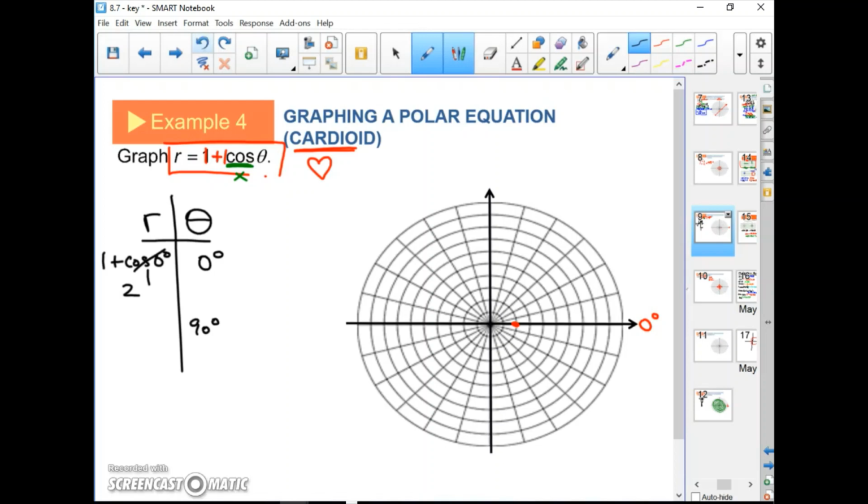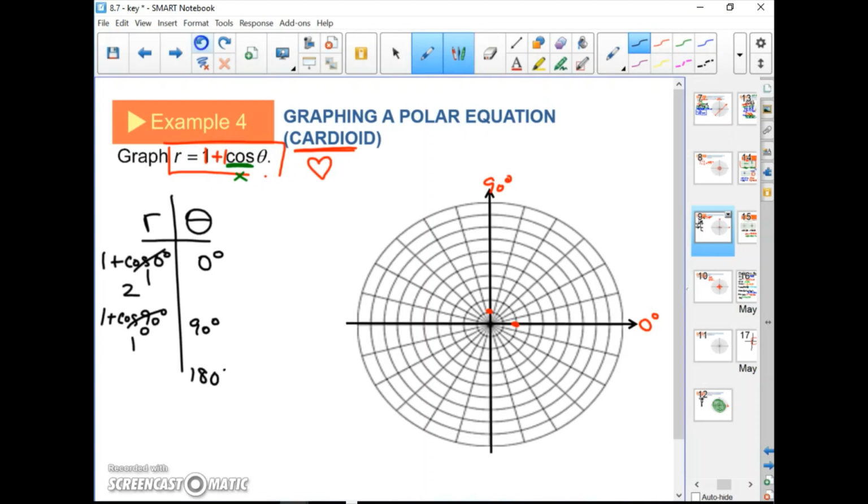Another easy number to plug in would be 90 degrees. You have 1 plus cosine 90 degrees. And cosine 90 is 0. 1 plus 0 is 1. And so we've got the point (1, 90). So go in the direction of 90 degrees, go up 1. And there's another dot. So you can continue this and keep plugging numbers in.